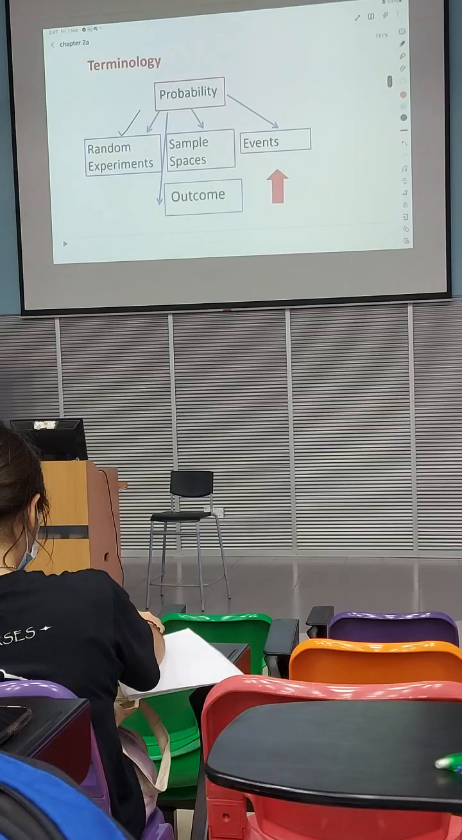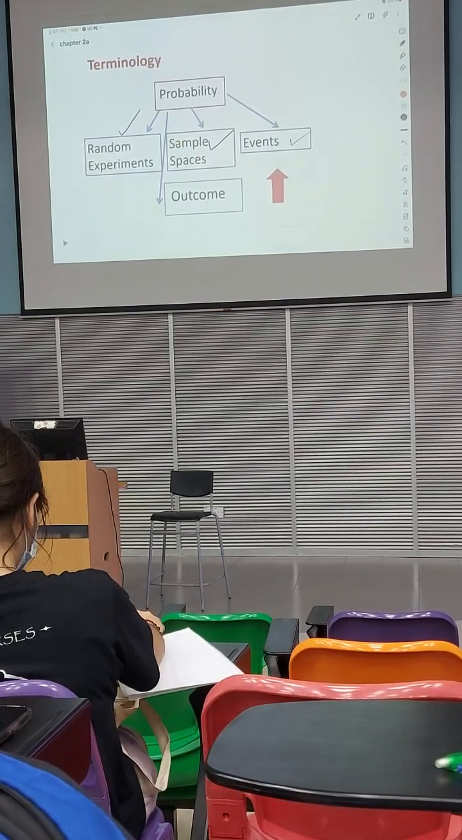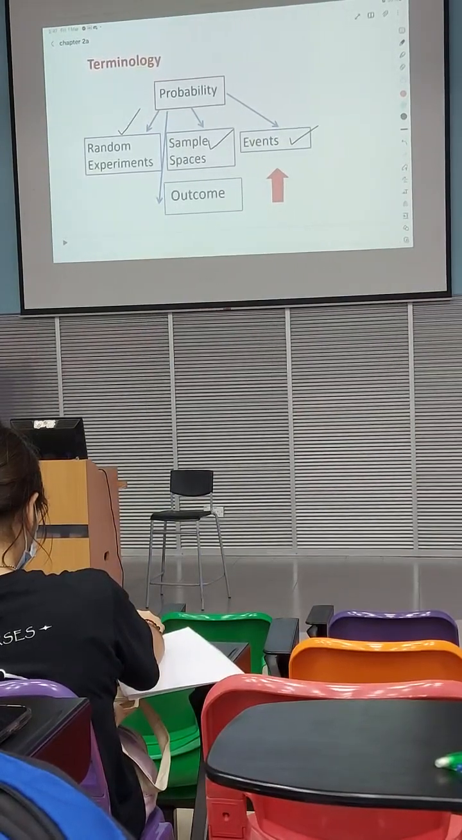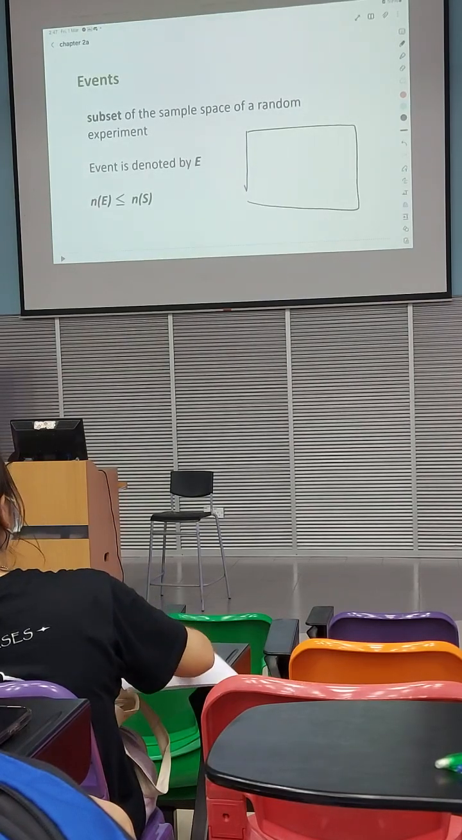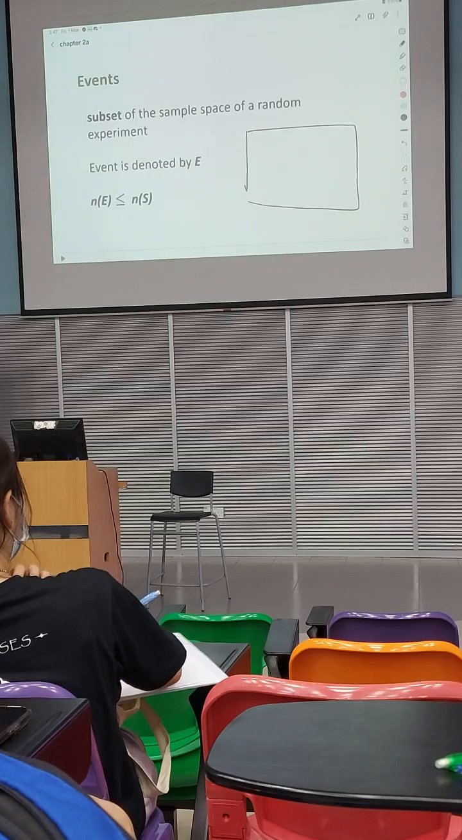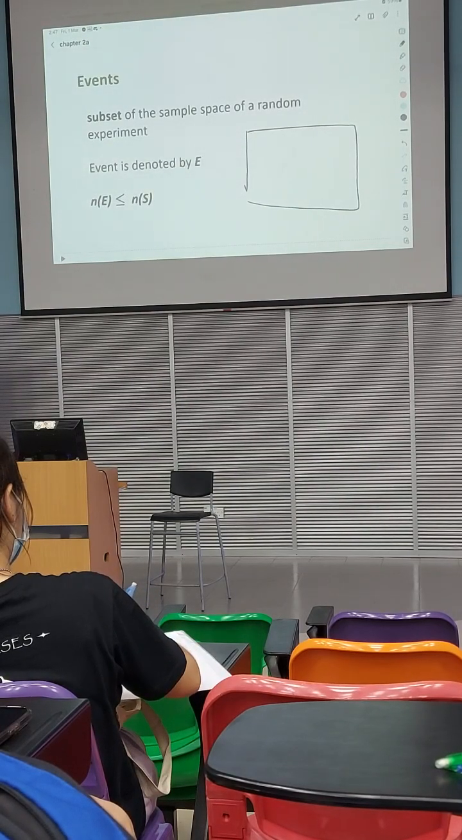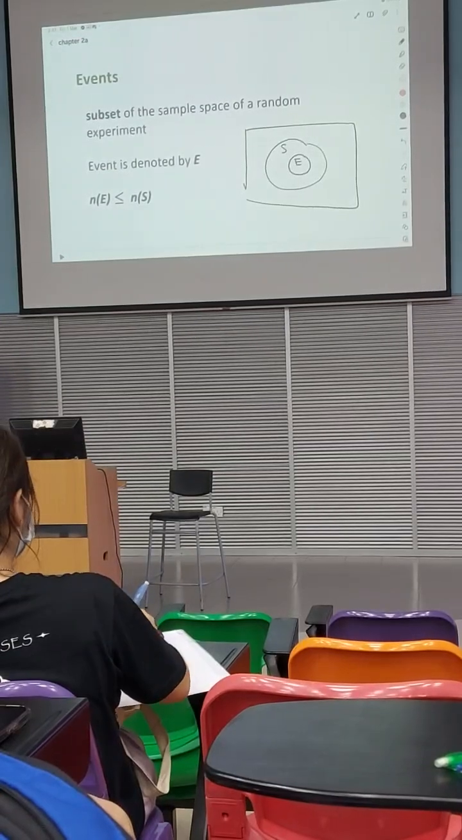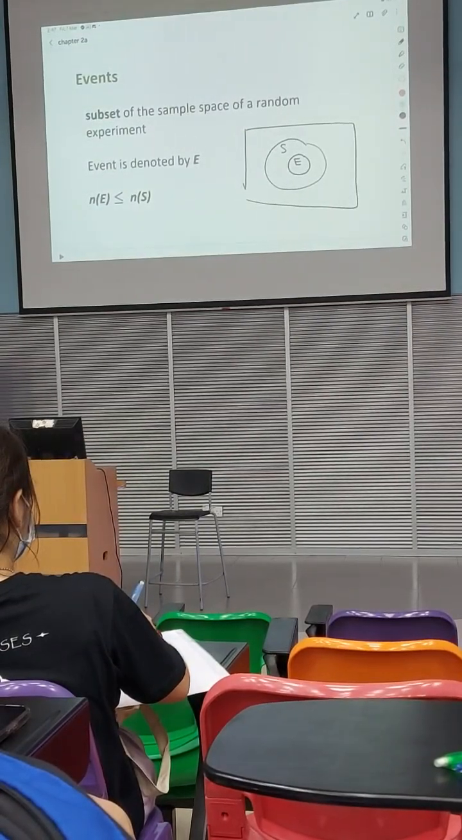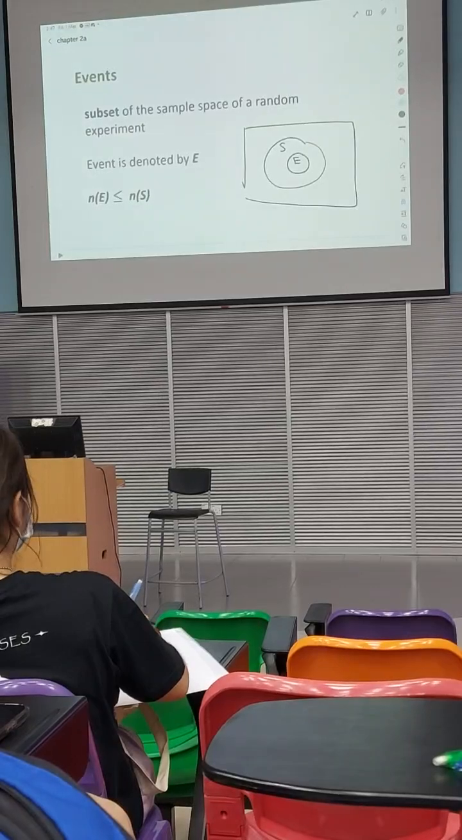So let's move to the next one, the events. Events are subsets of the sample space from a random experiment. If you have studied the Venn diagram, it is like this. What is meant by subset? This is the sample space S, and this is E. E is a subset of S. So an event is a subset of the sample space of a random experiment.